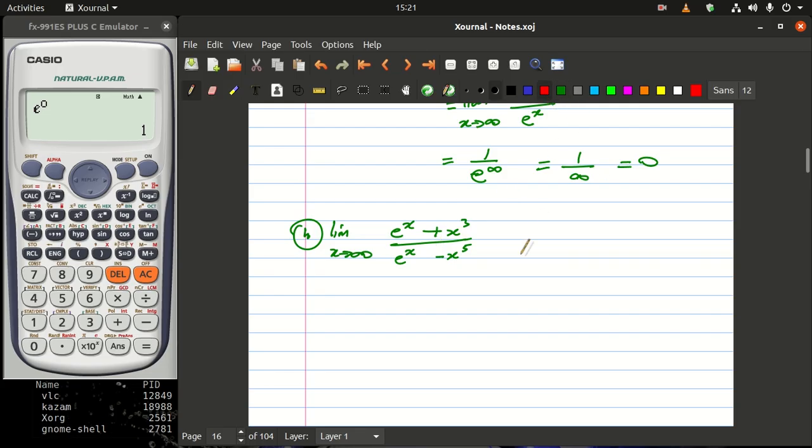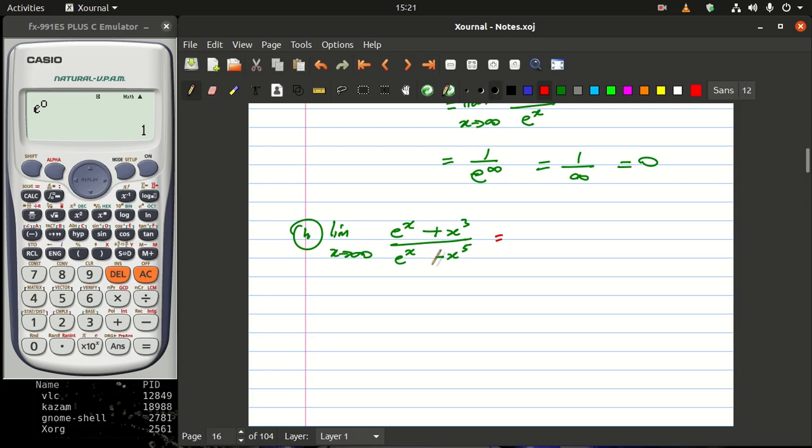So if you look into this one here, if I were to plug in infinity here, I want you to see something. Here this would go to infinity, and this one here will actually also be infinity, and then infinity plus infinity will be infinity.